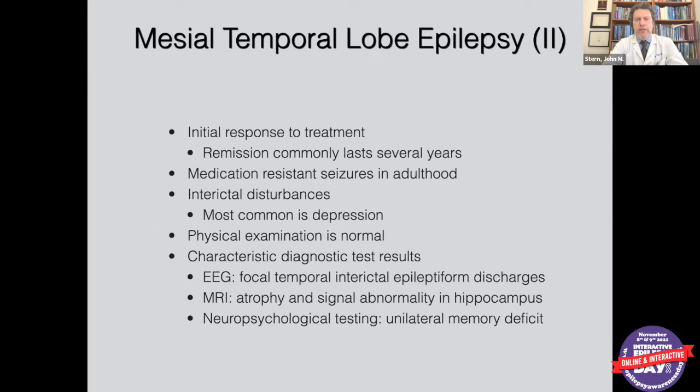Often there's initial response to treatment. Medications work, but medications don't necessarily work indefinitely, and that can be a problem where the person may have seizure freedom for a few years and then the seizures come back.